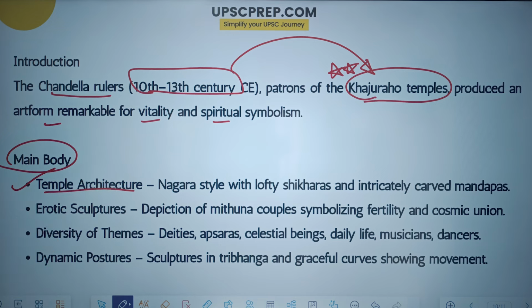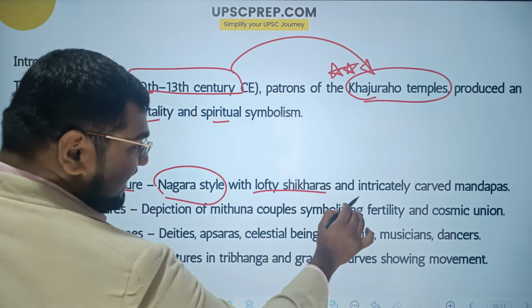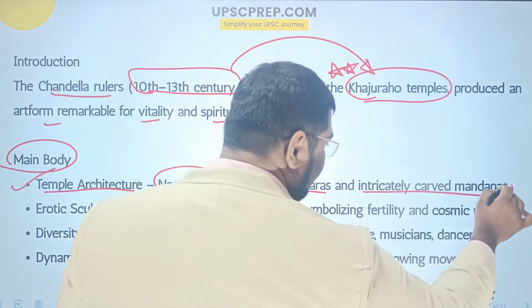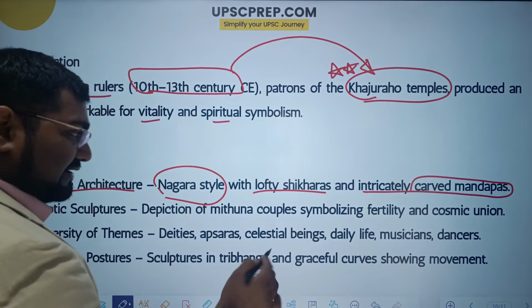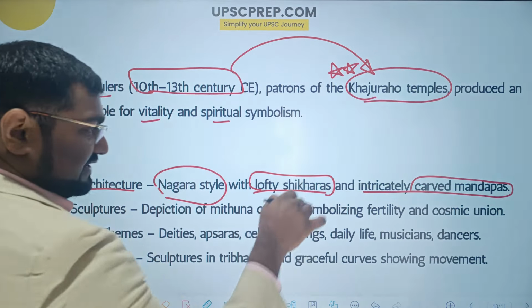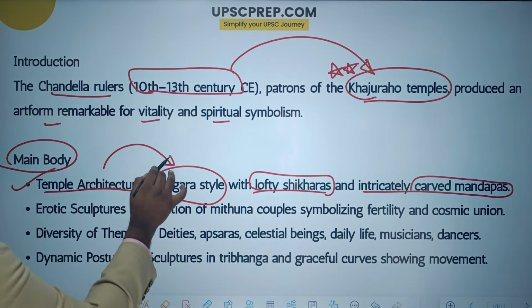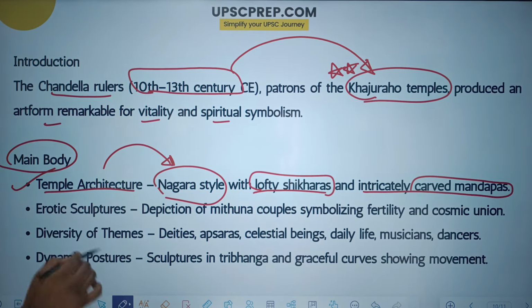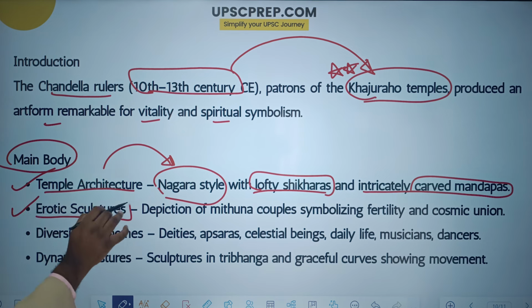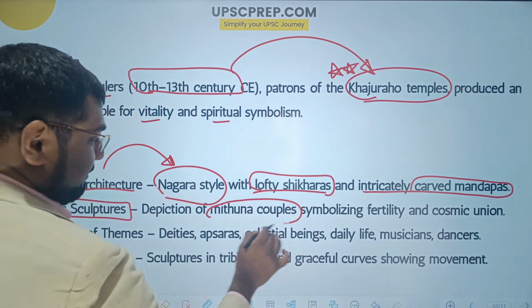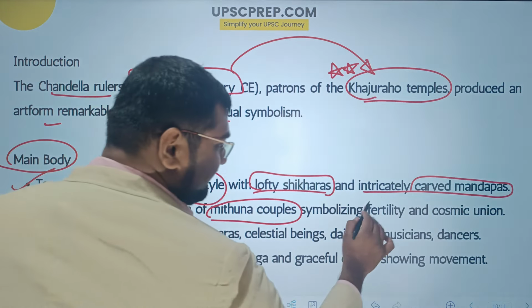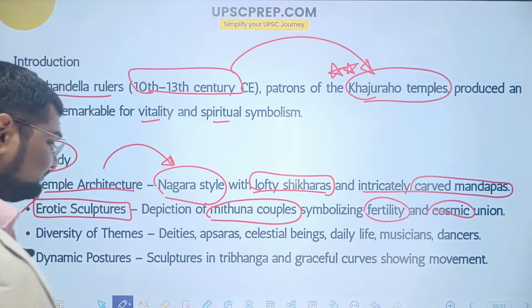Temple architecture, Nagar style, okay, with lofty shikhars and intricately carved mandapas on which the sculptures are also there. On the shikhars itself, the sculptures are there. So yes, this point is valid. You can set the background by mentioning the Nagar style. Now the unique thing associated with the Chandelas, the Khajuraho complex, is the erotic sculptures depicting Mithuna couples, symbolizing fertility and the cosmic union.